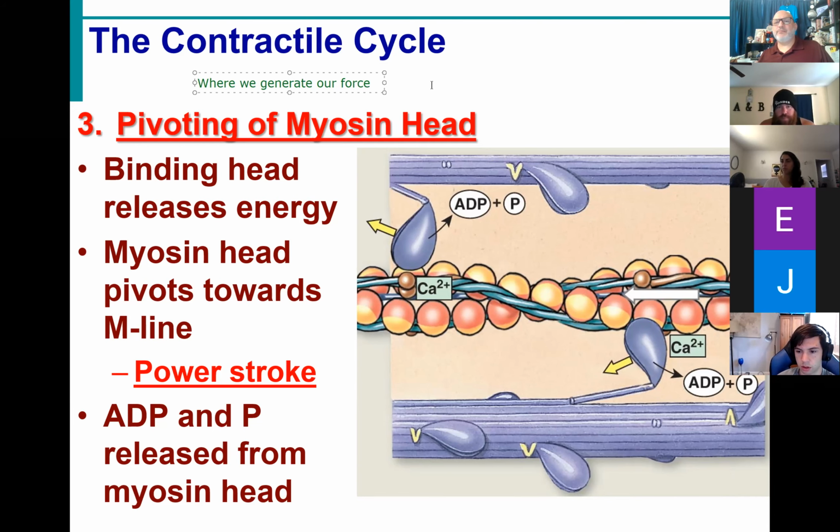And remember, to keep the process going during this power stroke, the myosin head is also letting go of the ADP and phosphate.